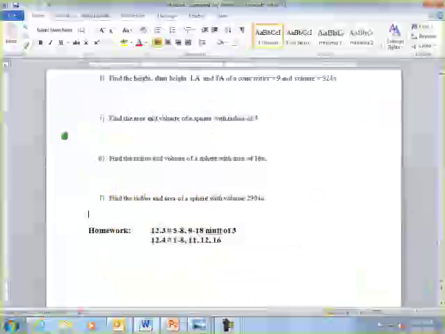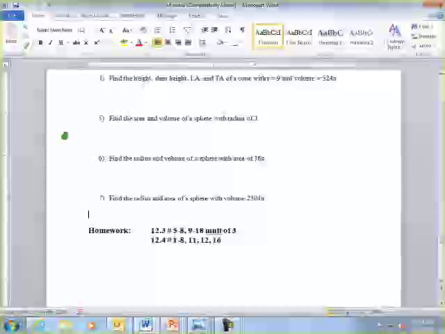Okay, so our last 3 problems are about spheres. I don't usually bother drawing a sphere because there's not really that much to it. There's really only one measurement to draw in a sphere, and that's the radius, so I don't usually bother drawing them. I just apply the formulas. So here we want area and volume. Our area formula does not need to be memorized. It's 4 pi r squared.